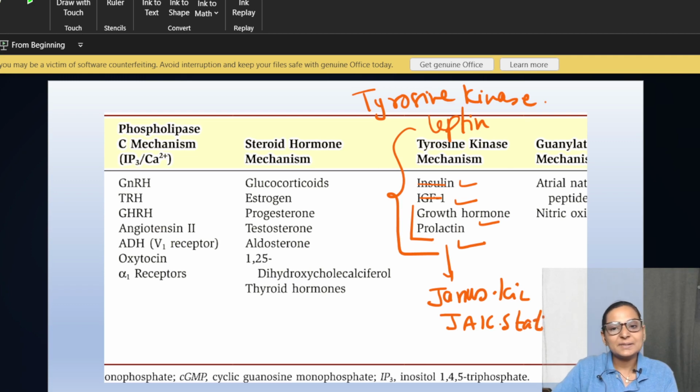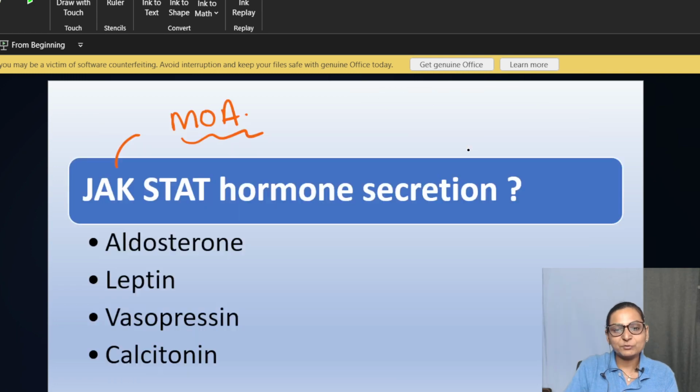One minute. This leptin is also using Janus kinase. Okay, leptin is also using Janus kinase, that is JAK-STAT. Insulin and insulin-like growth factor, they use tyrosine kinase, and therefore the correct answer over here becomes leptin.